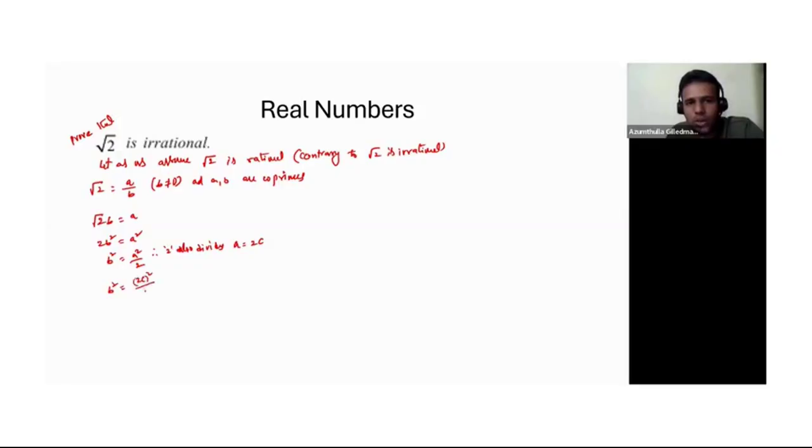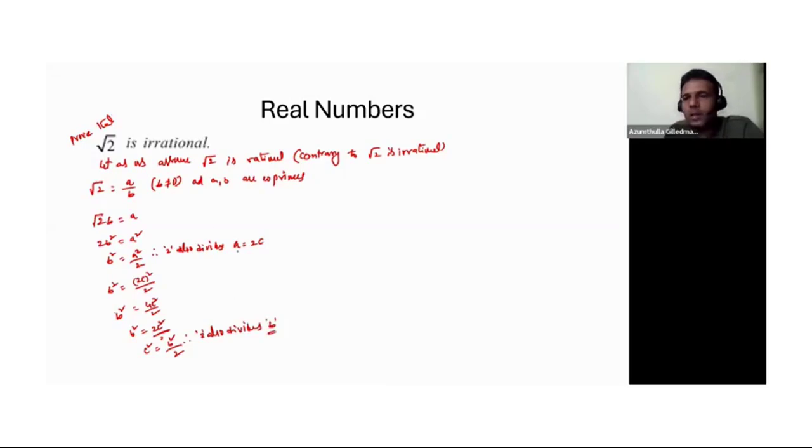So substitute a equal to 2c. 2c whole square by 2, that means 4c square by 2, that is b square. So b square I can write as 2c square. Then c square I can write as b square by 2. So here 2 is dividing b square. That means 2 also divides b.